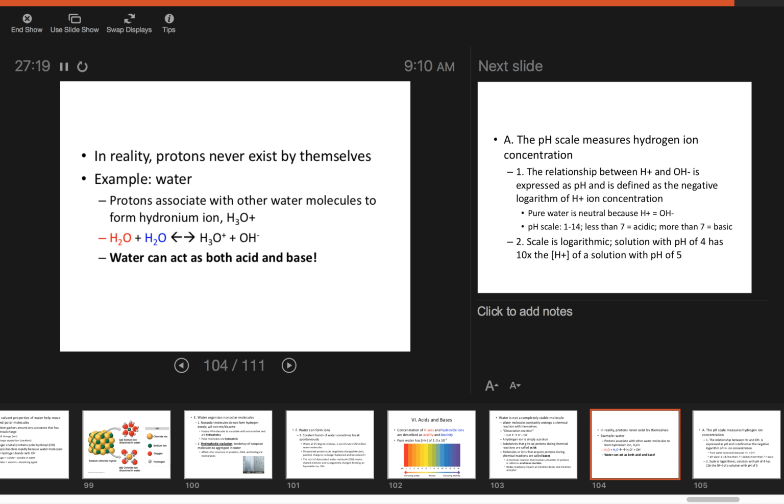What is the H3O plus on top of the equation? Like, is that part of it? Yes, I just wrote out hydronium ion. That's what hydronium looks like, H3O plus.